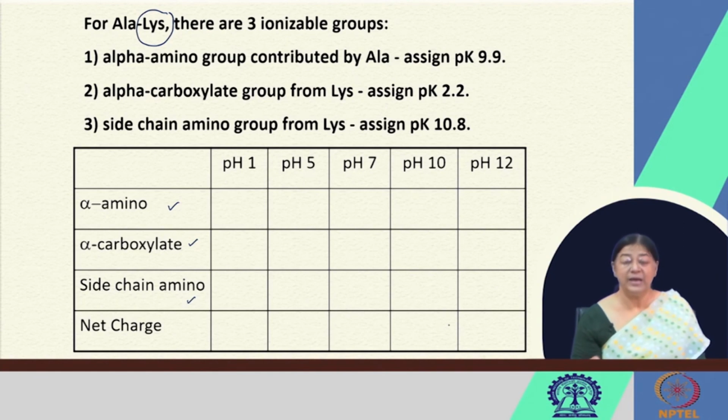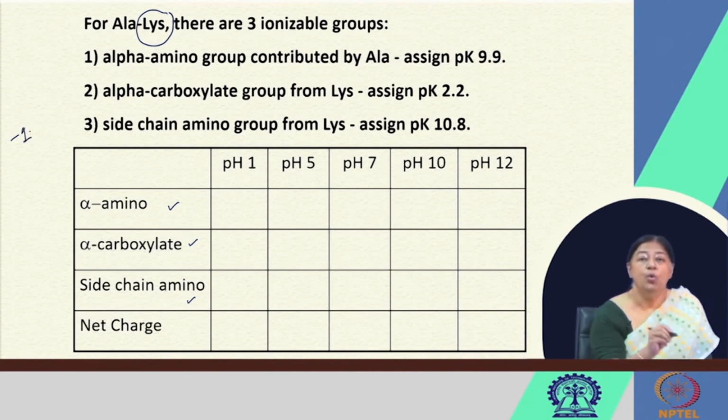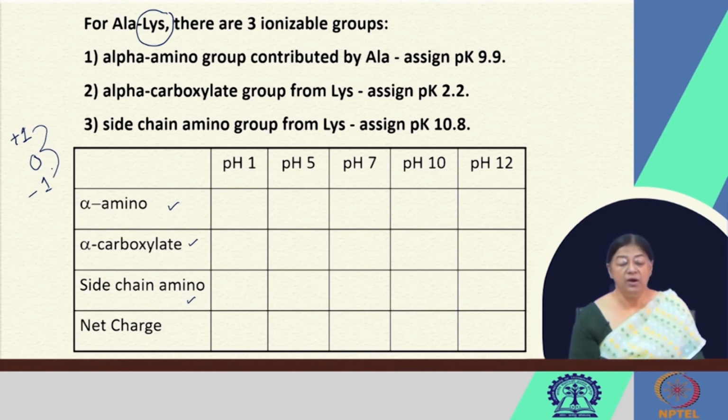Because when we do our calculations, we have to know at what point we are at a charge of +1, what pKa value is taking me to a charge of 0, and subsequently what pK value is taking me to -1. So, I have to go from a +1 to 0 to -1 to determine the pI of the peptide as we have written it. So, at pH 1, what are we going to expect?